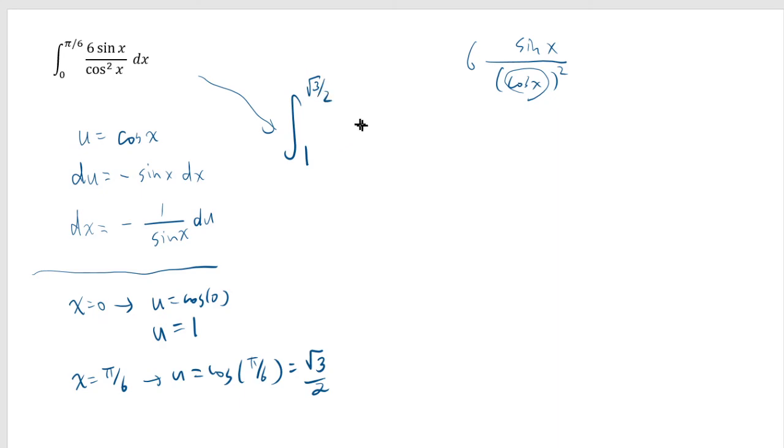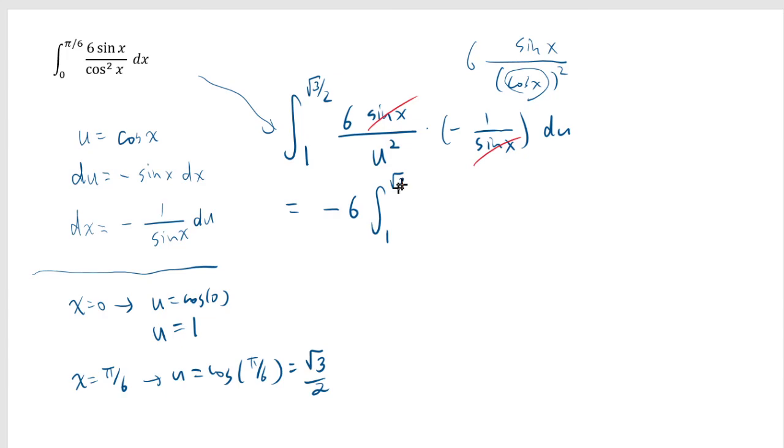6 sine x, and down here, cosine squared x really means cosine x squared, and because cosine x is now u, I put u squared. And then your dx is now negative 1 over sine x du, and these two signs perfectly cancel each other, leaving you with just negative 6, which you can bring outside the integral, so it's negative 6, 1 to radical 3 over 2, and then 1 over u squared is the same thing as u to the negative 2 du.